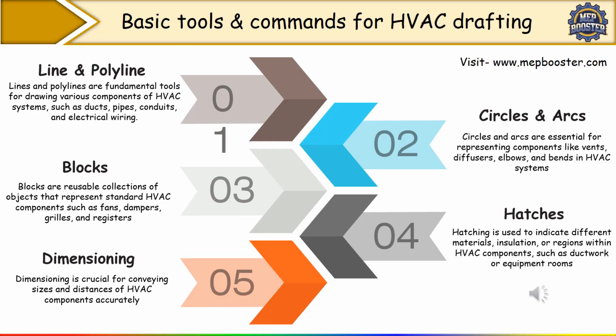After that the next command is dimensioning. All of you know that dimensioning is crucial for conveying sizes and distances of HVAC components accurately. In AutoCAD we use the dimension linear, dimension angular and dimension radius commands to add linear, angular and radial dimensions respectively. You can also adjust the dimension style to match industry standards and project requirements.